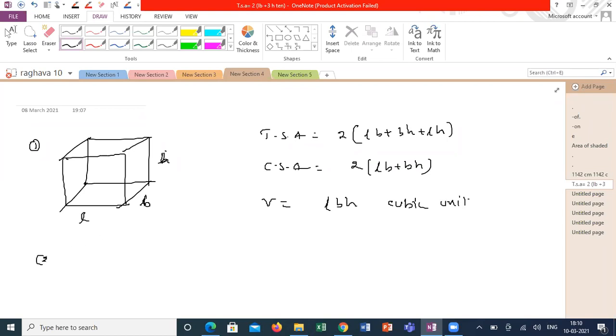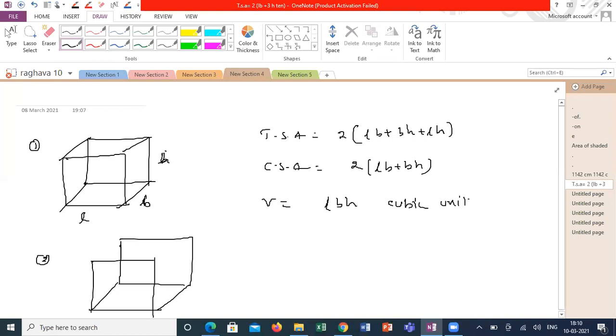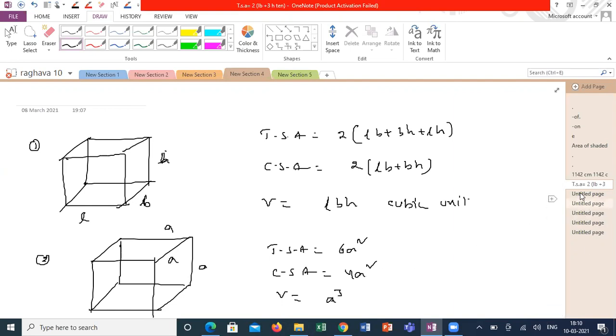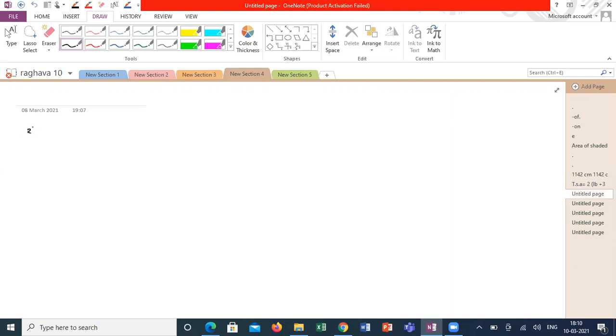If it is a cube, all the sides are the same, A and A. So total surface area is equal to 6A square. Curved surface area is equal to 4A square. And volume is equal to A cube. And what about cylinder? Cylinder of radius R.